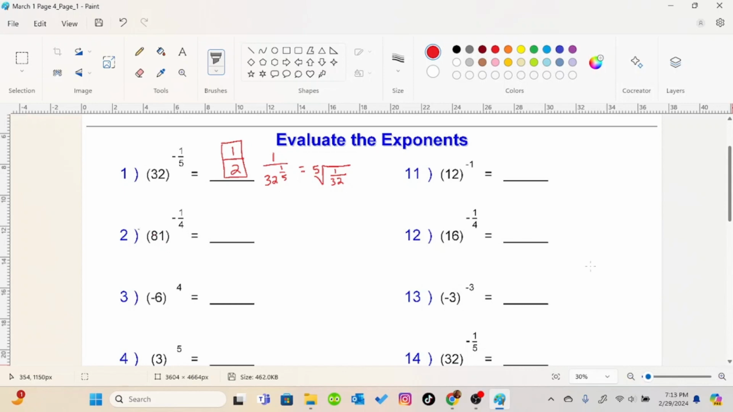Number 2, we have 81 to the power of negative 1/4. The negative tells us we need the inverse. The fractional exponent tells us we want 1 over the fourth root of 81. So we want a number that when multiplied by itself 4 times gives us 81. And that would be 1/3.